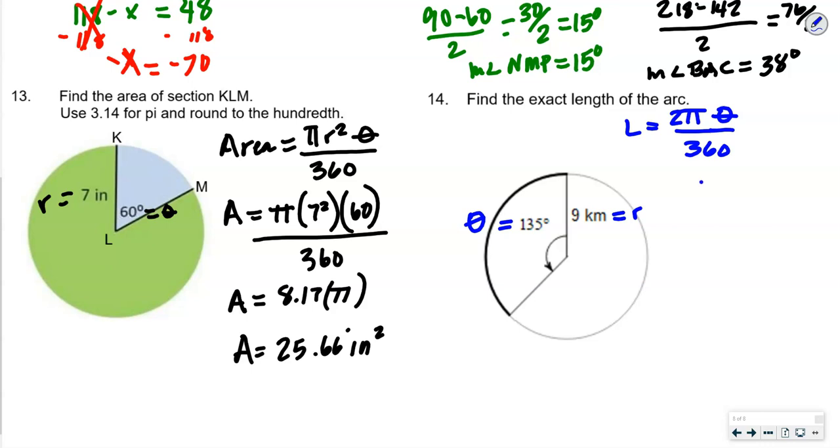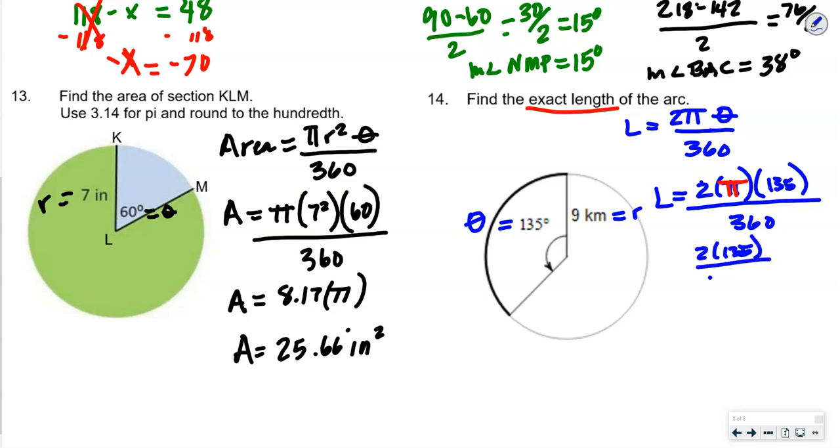So what we're going to do is we're going to say our length is equal to 2 times pi. We're going to leave pi this time, so I'm going to make it a different color because it says exact length. If it says exact length, we're going to leave pi in the answer. Okay, then we're going to multiply that by 135 and then divide by 360. So my suggestion is that you do 2 times 135 divided by 360, and when you do that, I got 6.75 pi is the length.